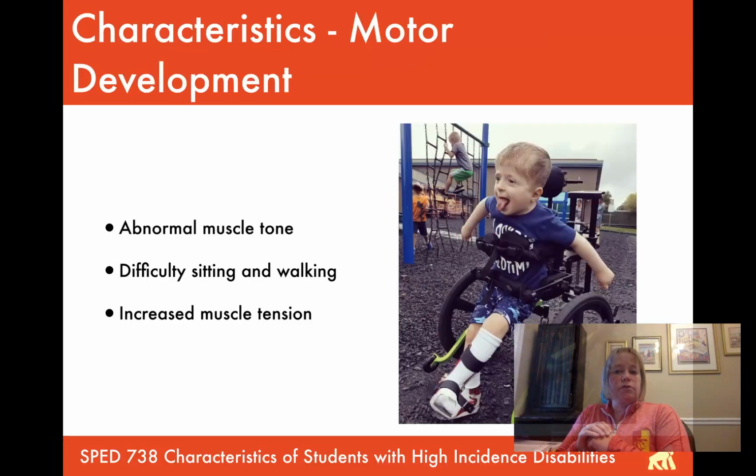Now, typically students with multiple disabilities also have some motor development dysfunction. They may have abnormal muscle tone, they may have really low muscle tone, they may have increased muscle tension. For example, if a student has cerebral palsy, they have increased muscle tension. Those muscles are really tight.